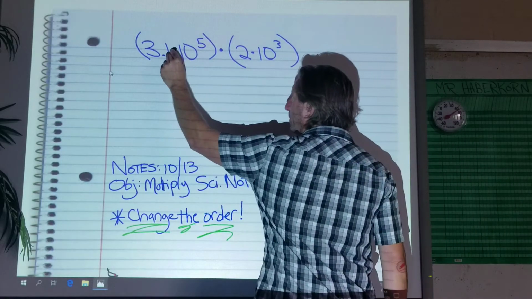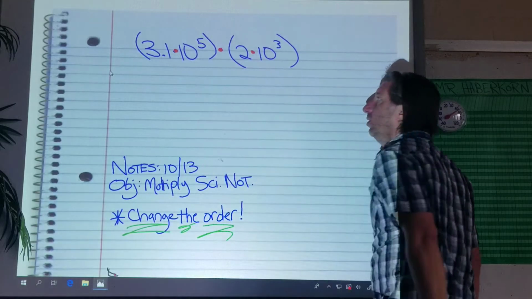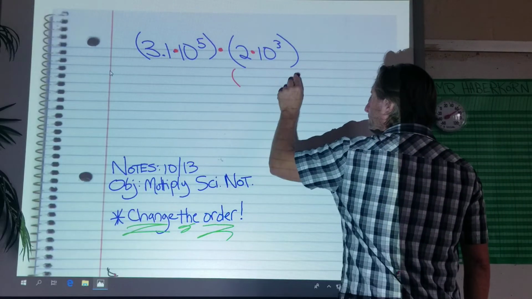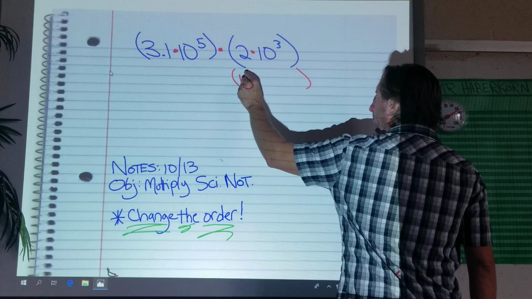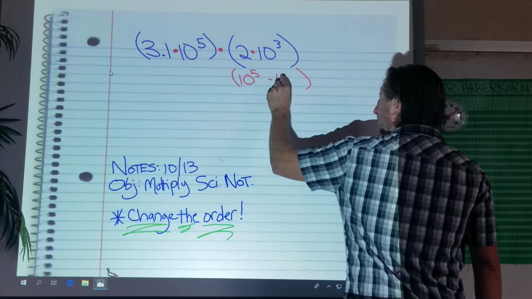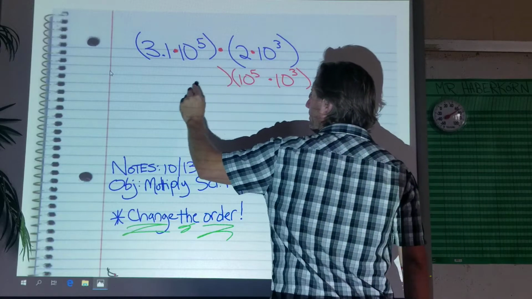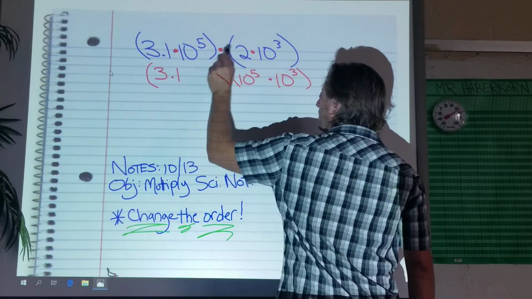So look. Multiplication sign, multiplication sign, multiplication sign. What that means is I can change the order, all right? So I'm going to do that. To make this easier, I'm going to put the 10 to the 5th and the 10 to the 3rd over here. And over here, I'm going to put the 3.1 and the 2.